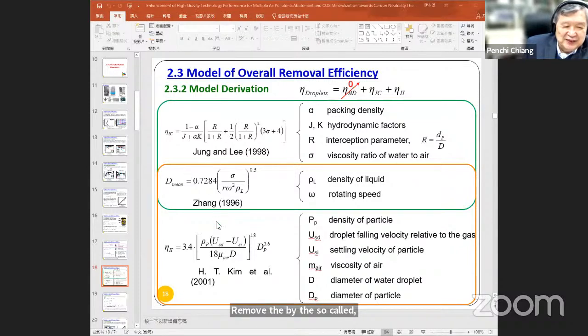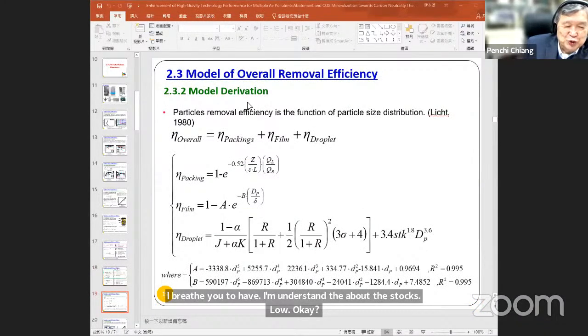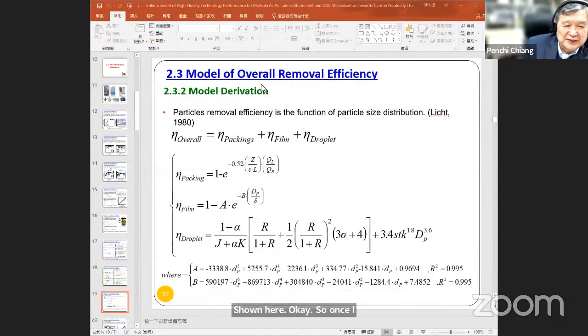You can see there is a series of formulas that allows us to estimate this. Once again, this is called the Stokes equation, which is very important and related to fluid mechanics. I believe you understand the Stokes law. Once again, to estimate the overall removal efficiency of PM removal, you have to understand the packing, the film, and the droplet.